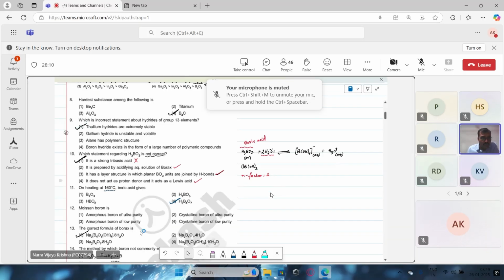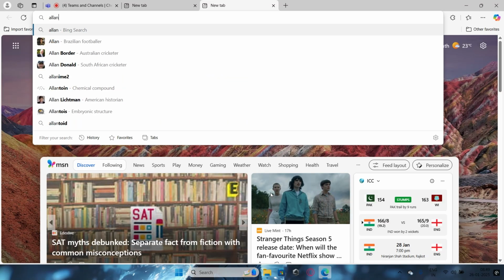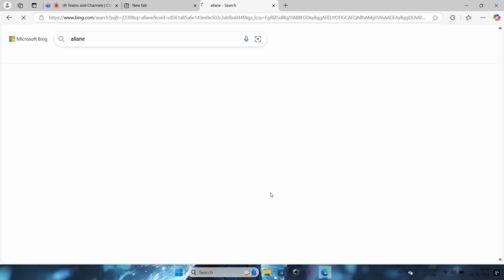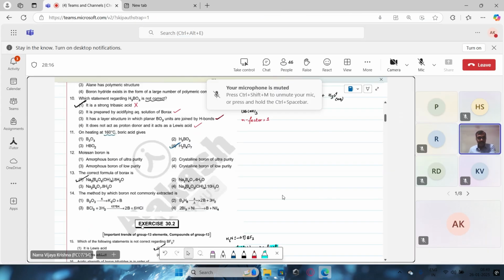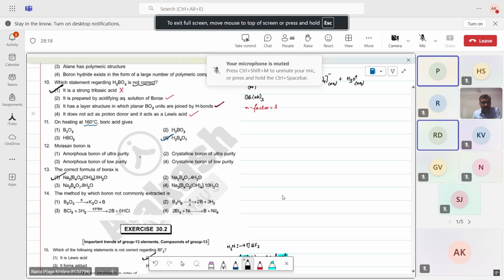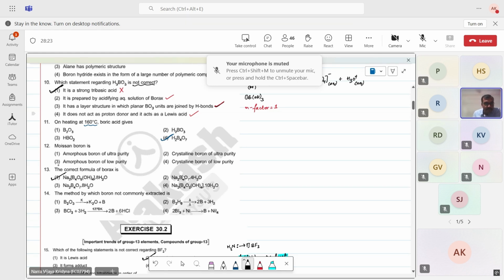Now come to question number 12, sir. What is question number 12? Moissan boron. What is Moissan boron? Sir, amorphous boron. Of high purity or low purity? Low purity. So amorphous boron of low purity, approximately 90 to 95% amorphous boron. If we want 90 to 95, we are considering it as low purity, sir.